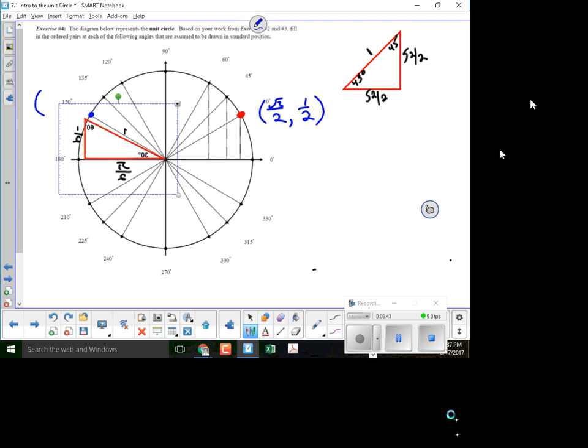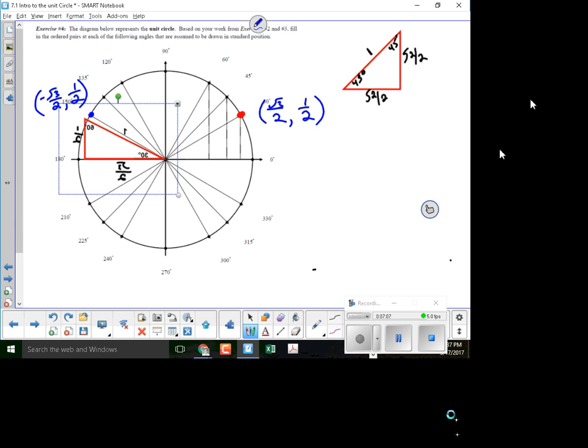Careful of the positives and negatives. It's negative rad 3 over 2, right? Because the x-coordinate is on the left-hand side. It's to the left of the y-axis. So the triangle still has that length, radical 3 over 2, even though I got it superimposed. It's going to be negative rad 3 over 2. And my y-coordinate is still above the x-axis, so that's going to be 1/2.